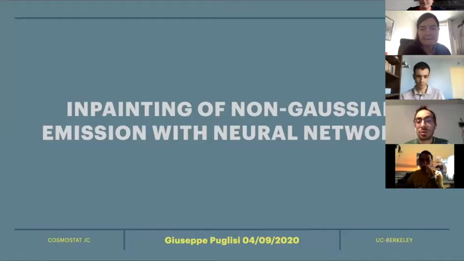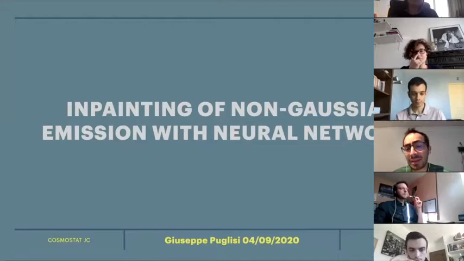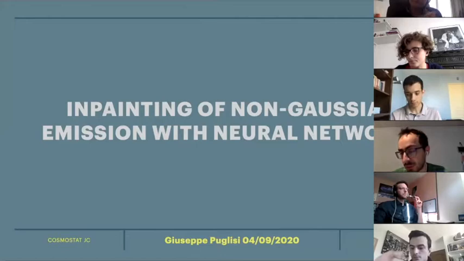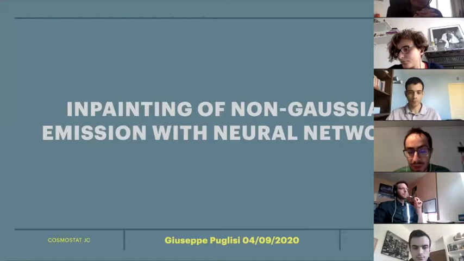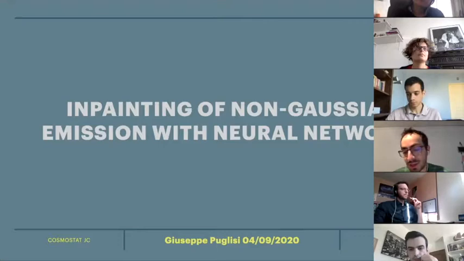This is, as I said, the idea in this work was to try to apply inpainting techniques on non-Gaussian emissions. Usually non-Gaussian emissions, in the case of the CMB, which is a Gaussian field, are astrophysical emissions, and in particular the enemy that we have been fighting for a while now is the galactic emission, both coming from dust and synchrotron.